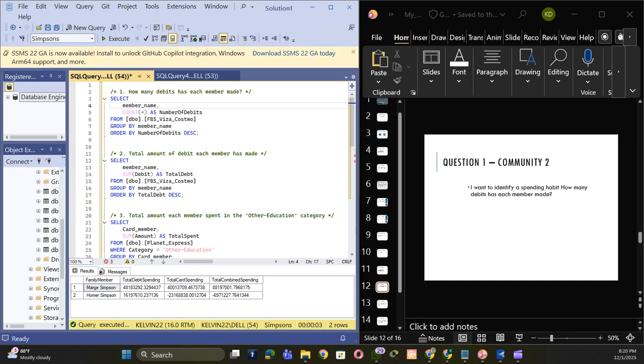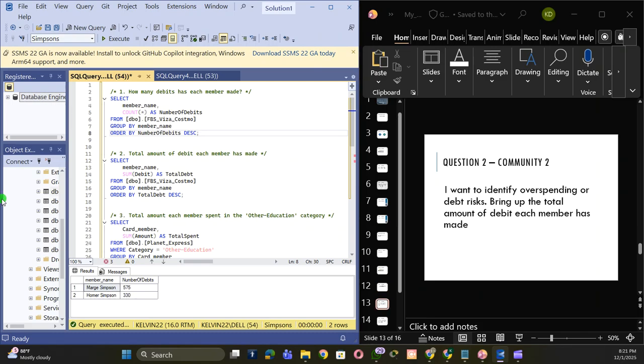So we are going to run the query to see. Okay, we are going to use the Simpson database. Let's run the query to see. So this is what it brings out. You can see that Maggie Simpson has the highest expenditure. She has been spending the most, followed by Homer Simpson. So we'll move to the second question.